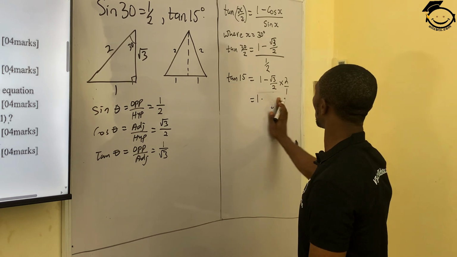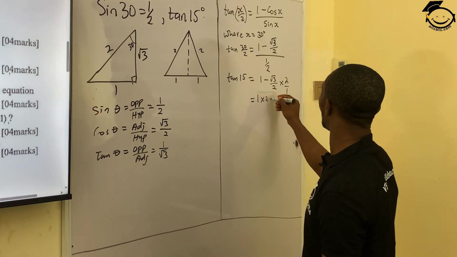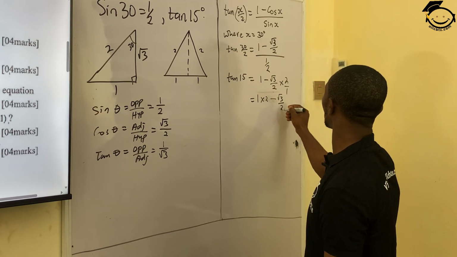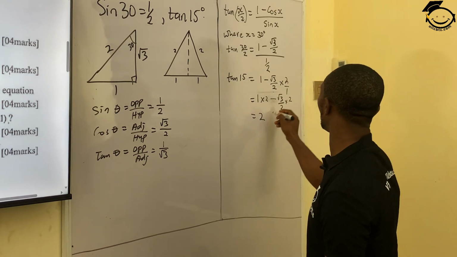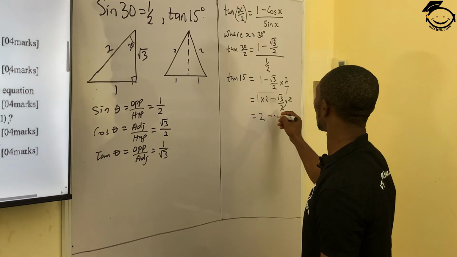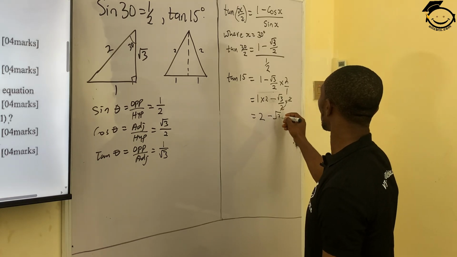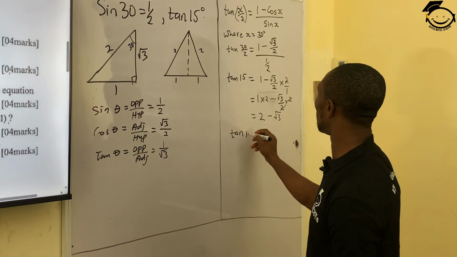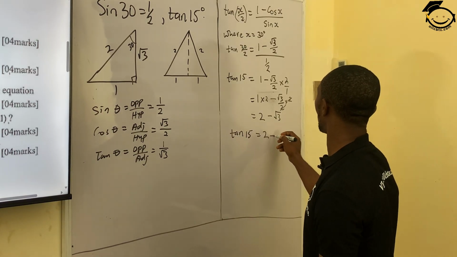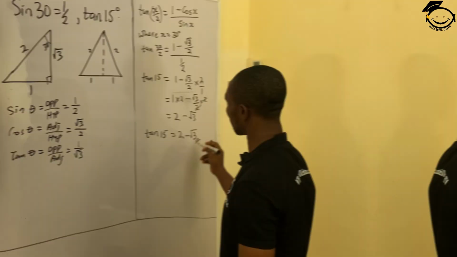So we are having 1 minus √3 over 2. Okay, let me put it this way. 1 times 2 minus √3 over 2 times 2. Okay, 2 times 1 will give us 2. 2 we cancel 2, leaving us with minus √3. So in short form, tan 15 equals to 2 minus √3.